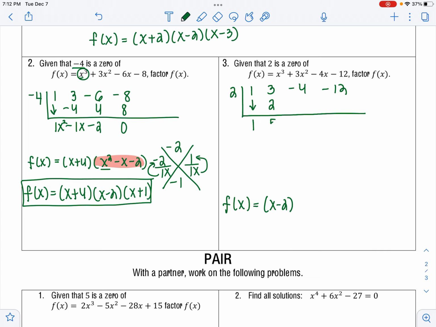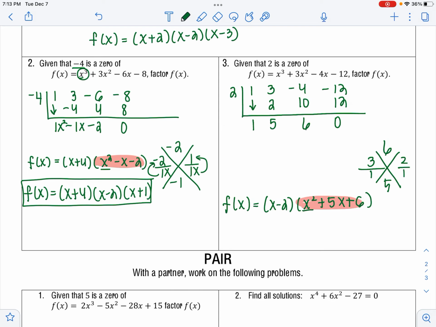I'm going to drop this 1, multiply, that's 2, add, that's 5, multiply, that's 10, add, that's 6, multiply, that's 12, add, that's 0. So my other factor is x squared plus 5x plus 6. Once again, I want to factor this right here. So I say, okay, I'm looking for 2 numbers that multiply to give me 6 and add to give me 5. 3 times 2 is 6. 3 plus 2 is 5.